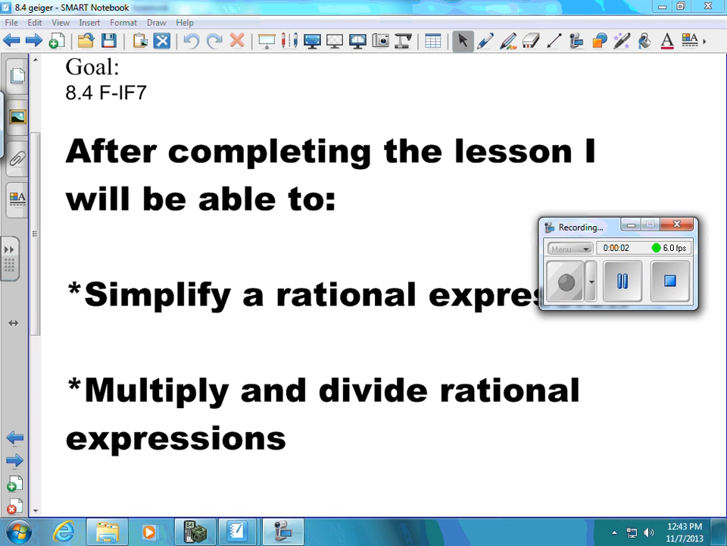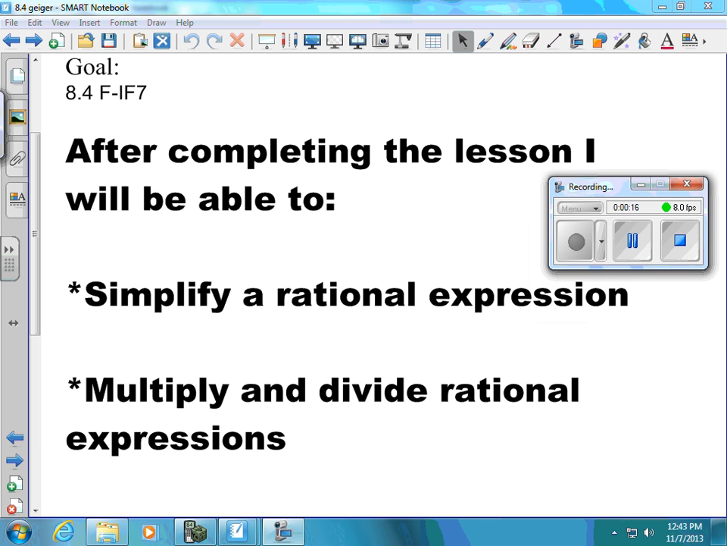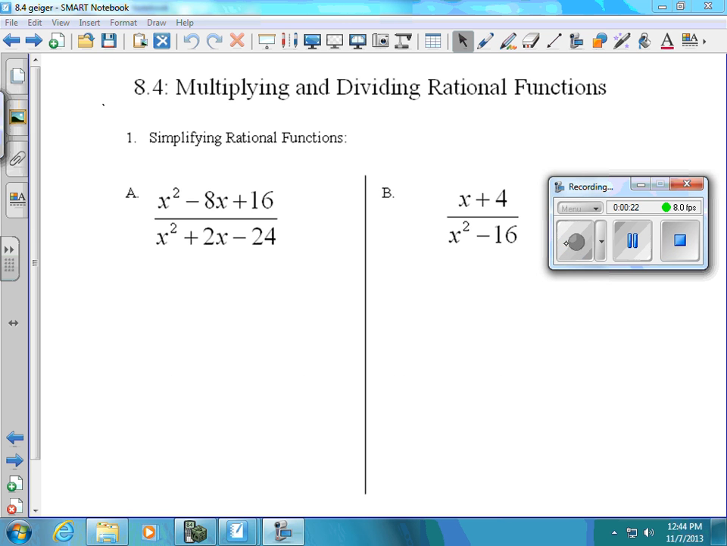Welcome back to the next section in our fifth unit, chapter 8. This is section 8.4. Your goal for this lesson, our target, is that after completing the lesson you'll be able to simplify a rational expression, and multiply and divide rational expressions. Please have these down in your notes for tomorrow.